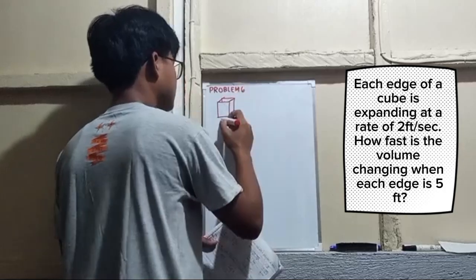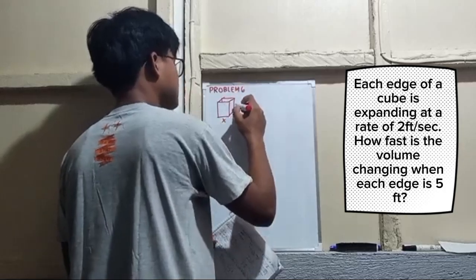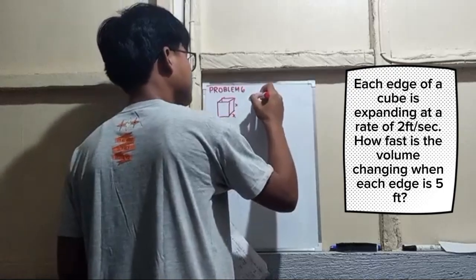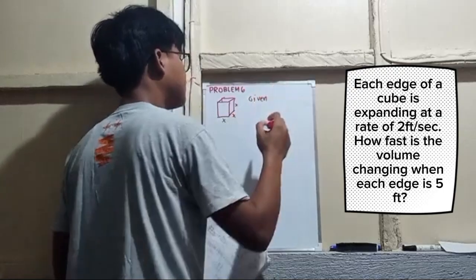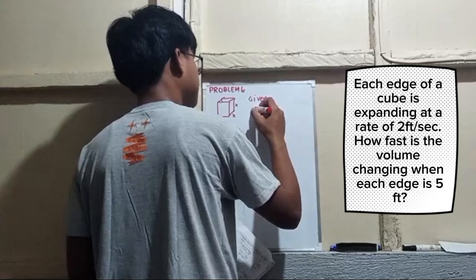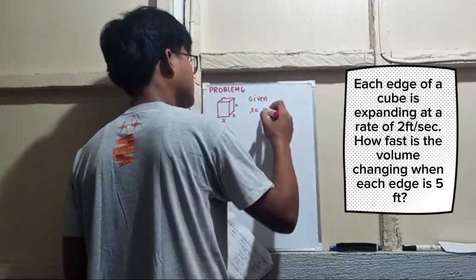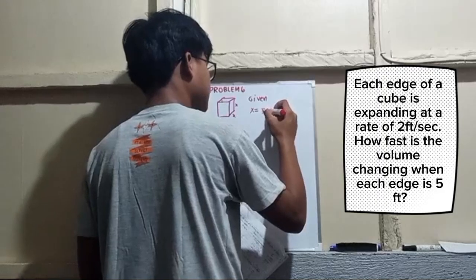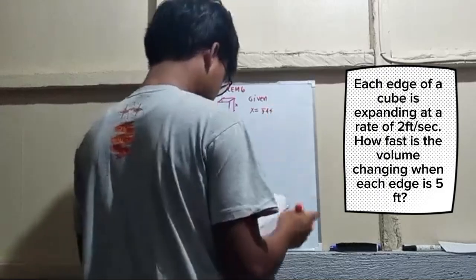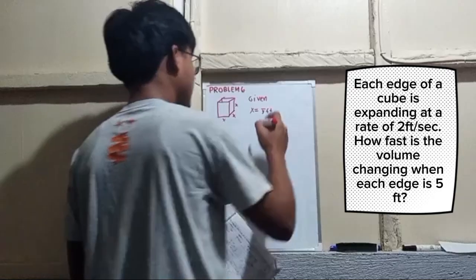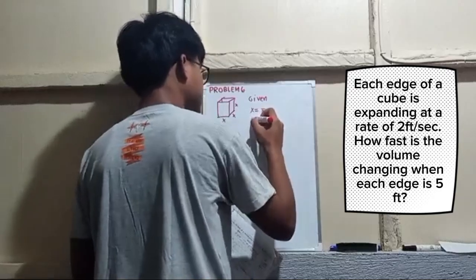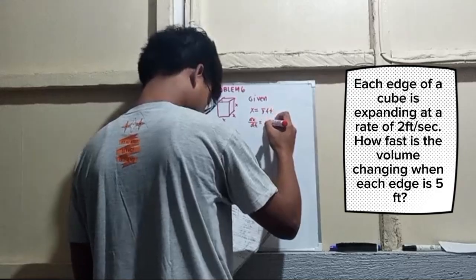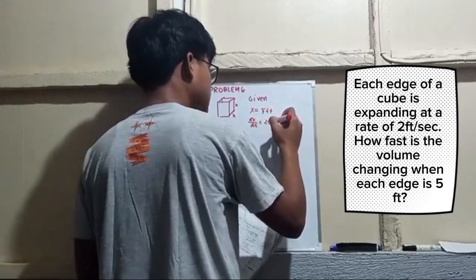Then here x is the edge, and the given in the problem is x, or our edge, is equal to 5 feet, and our rate that is given is dx over dt is equal to 2 feet per second.